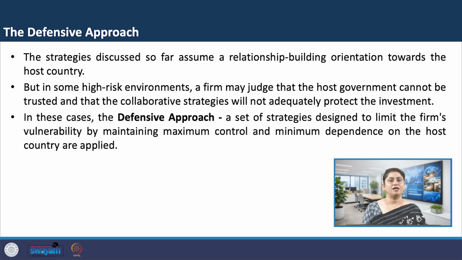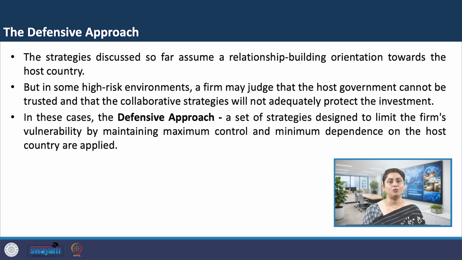The strategies we have examined so far, that is, local equity, joint ventures, good citizenship policy, technical contribution, and localization, all share a common orientation. They are collaborative. They assume that the firm can build a relationship with the host country that is mutually beneficial and that provides meaningful protection against adverse action. But this assumption is not always valid.